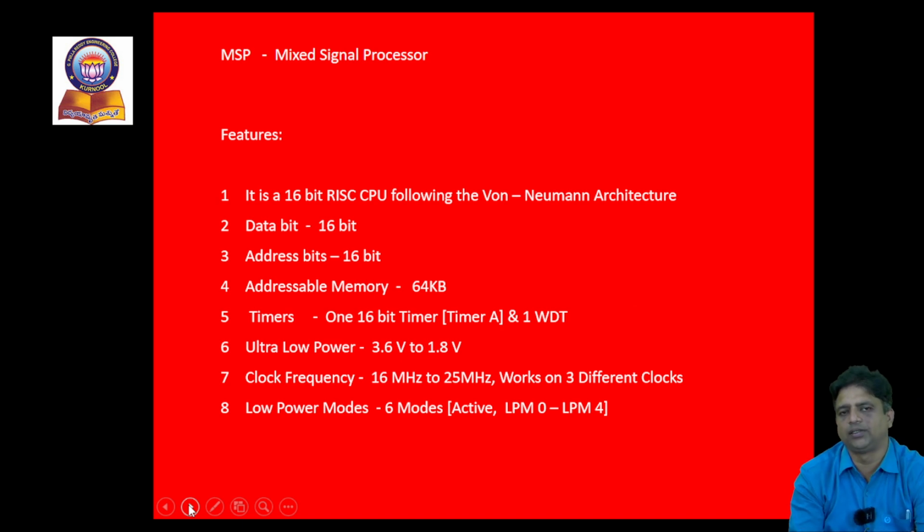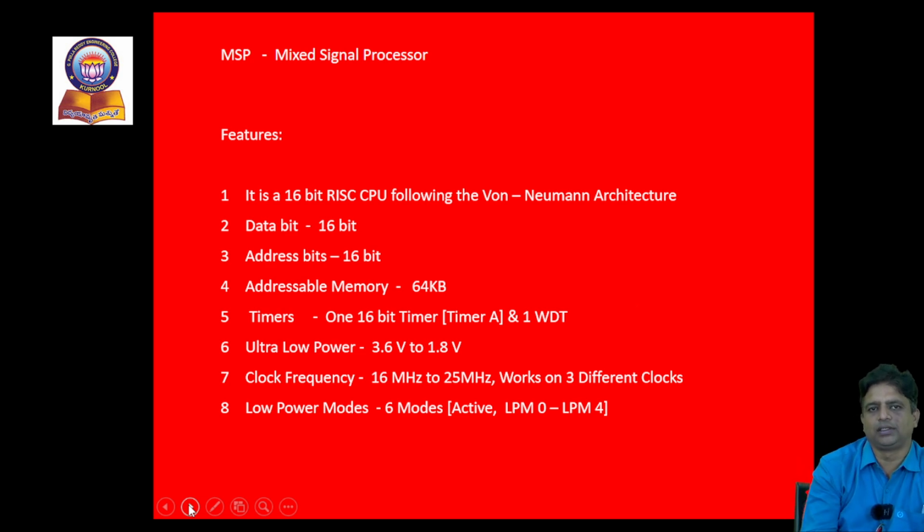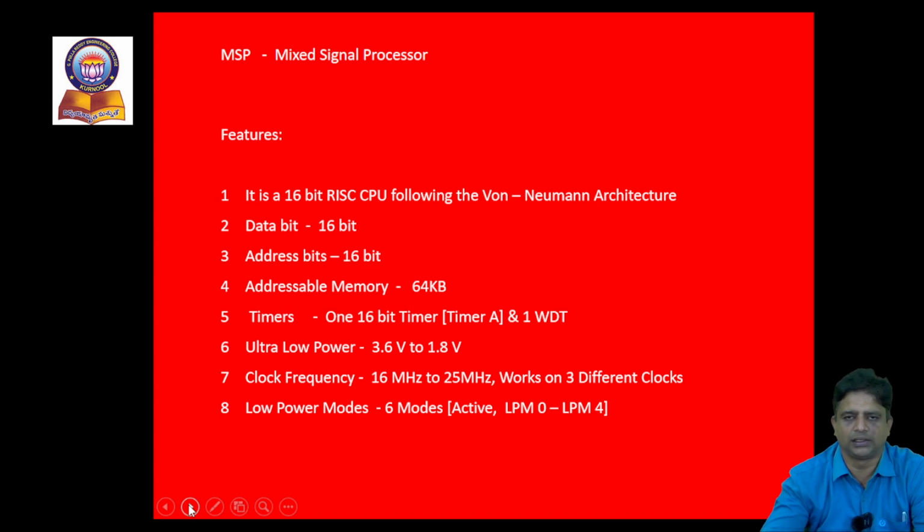Now, one more point to focus on with respect to the features of MSP430, represented in the first point, is that it is a 16-bit RISC CPU following the von Neumann architecture. In general, the divisions are made in two ways: Princeton or von Neumann architecture, and another kind of architecture, Harvard or non-von Neumann architecture. Most basically, the differences are already known, but still we would like to highlight that in von Neumann architecture, we will have a common bus for both data and program memory.